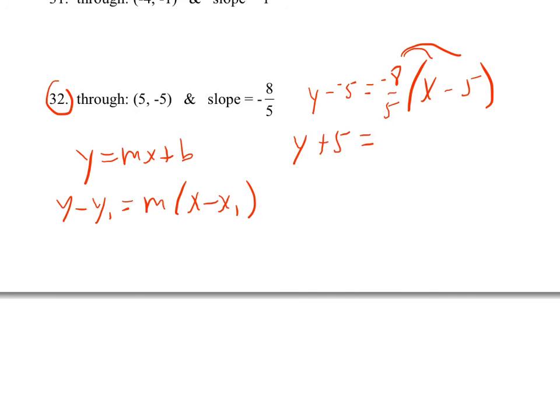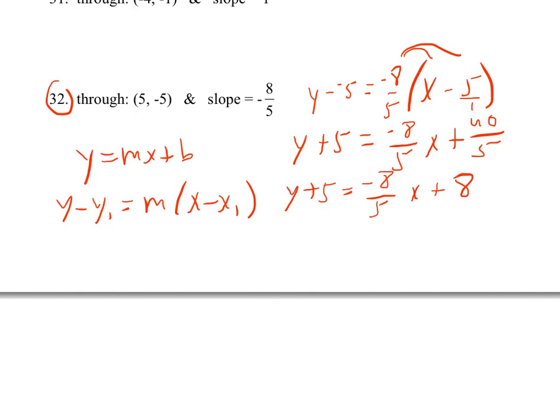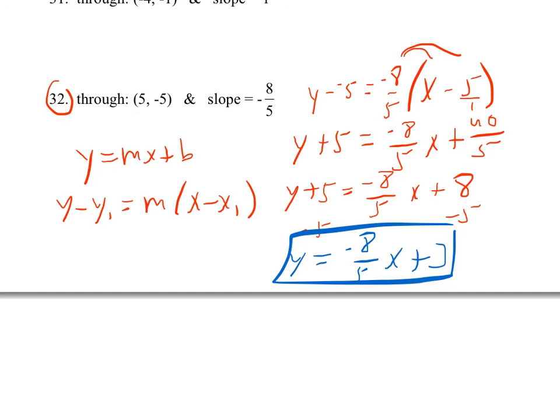We distribute our number out front, which is negative 8/5 x, and that's over 1, so negative 8 times negative 5 is a positive 40. 5 times 1 is 5. So y plus 5 equals negative 8/5 x plus 8. Finish by subtracting 5. Our final answer is y equals negative 8/5 x plus 3. And this ends review video part 3.